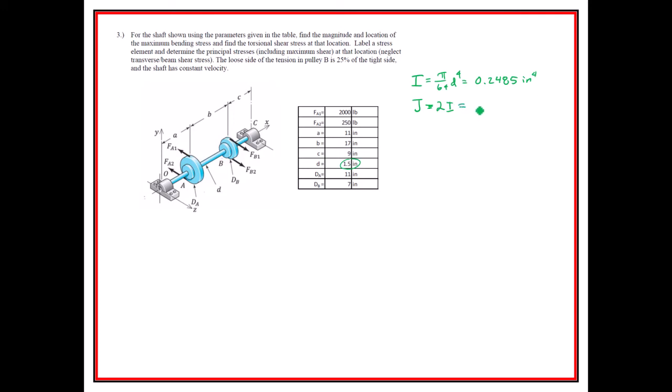And then J is just equal to 2 times I. So that's going to end up being 0.4970 inches to the fourth.